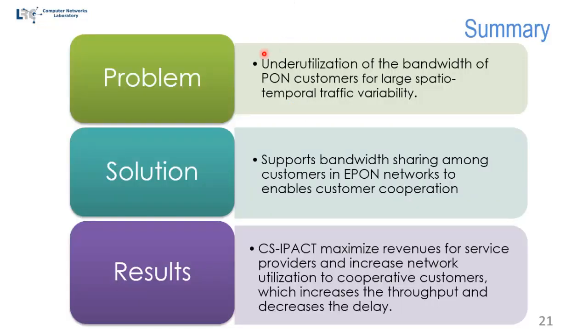So, to conclude, let me summarize this presentation. We introduce an algorithm that supports bandwidth sharing among cooperative customers in EPON networks. We also have compared the performance of our proposed scheme with the most IPAC algorithm, which does not support bandwidth sharing at customer level. As a result, we have highlighted that the CS IPAC algorithm increases network utilization for cooperative customers and maximizes revenues for service providers, which can employ new business models.